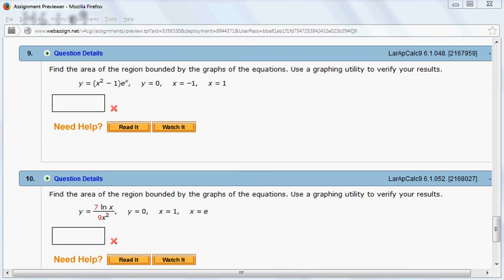Alright, let's look at homework 6.1, problem number 9. We want to find the area of the region bounded by all these curves. So let's do that.